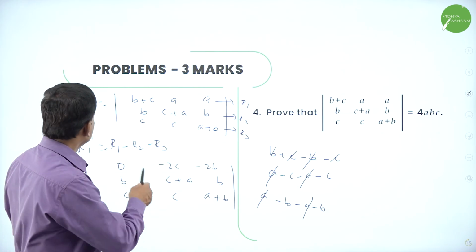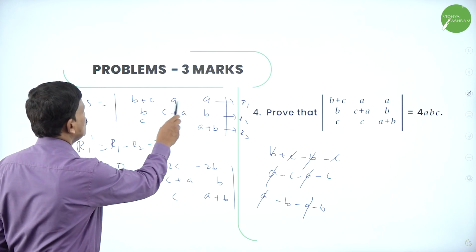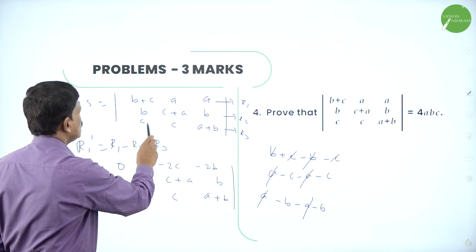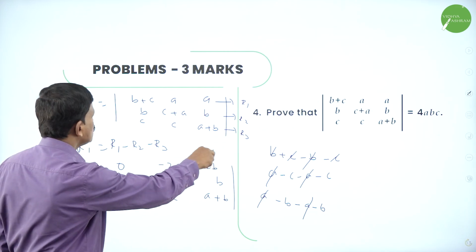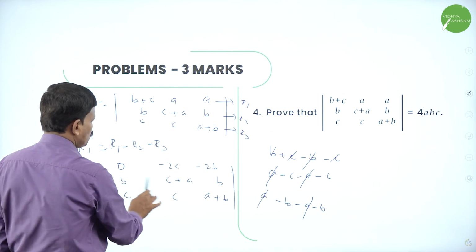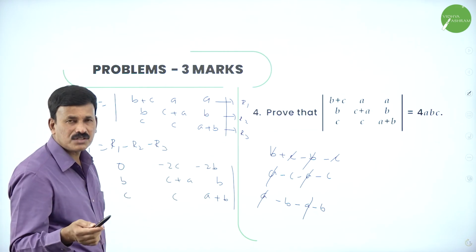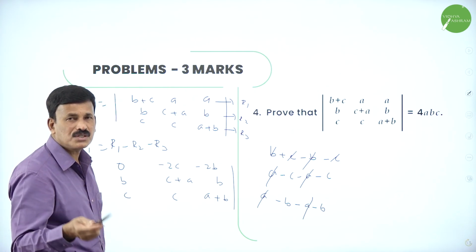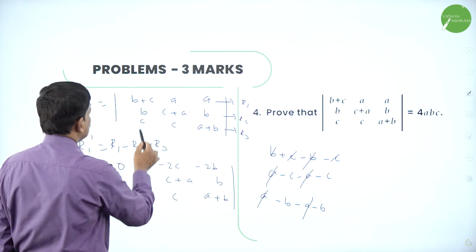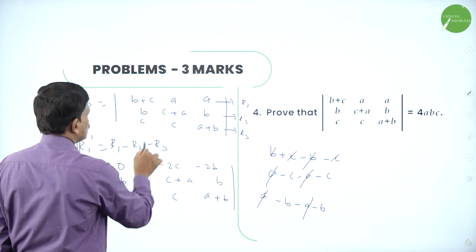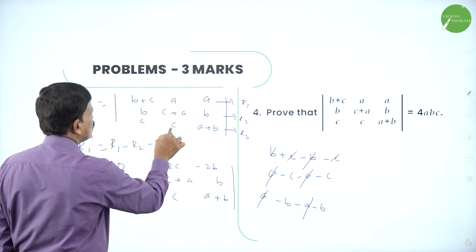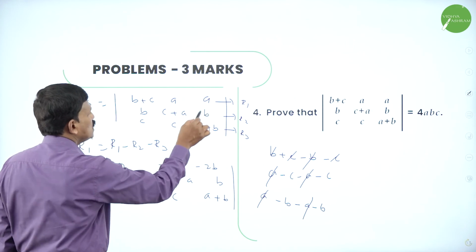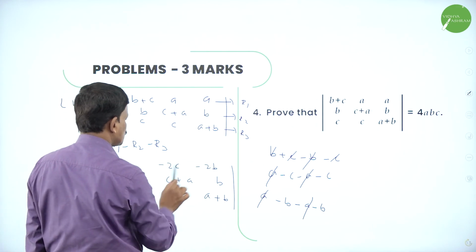Come back. So take LHS: |b+c a b; c+a b c; a+b c a|. This is the LHS. R2 and R3 are the same. We are interchanging: R1 equals R1 minus R2 minus R3. So subtract this. b plus c minus b minus c is 0. a plus c minus a minus c is equal to minus 2c. a plus b minus a minus b is minus 2b.